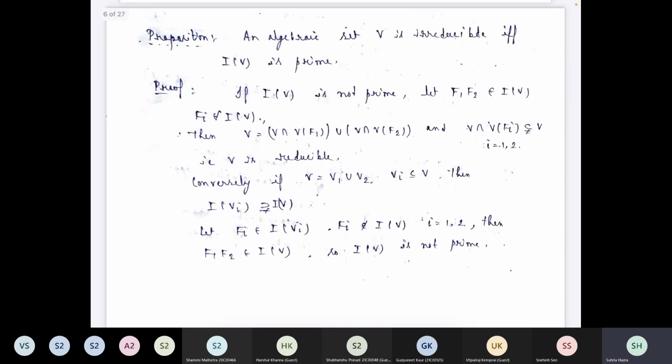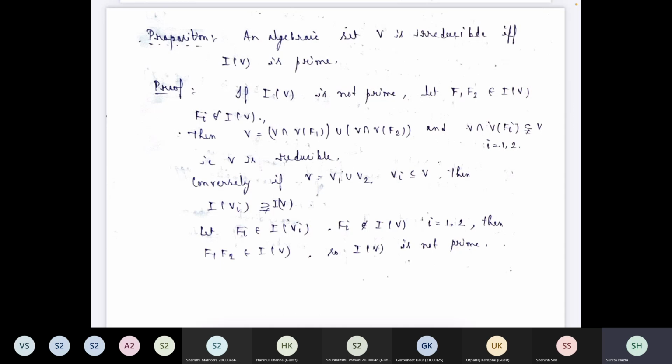We see the prime factorization theorem, where the primes act as the irreducible ones. In representation theory, there are irreducible representations, and from those we can make the other representations also. And here also, from the irreducible ones, we can make any algebraic set. So it is a very important property that an algebraic set V is irreducible if and only if I(V) is prime. The proof is also very simple.